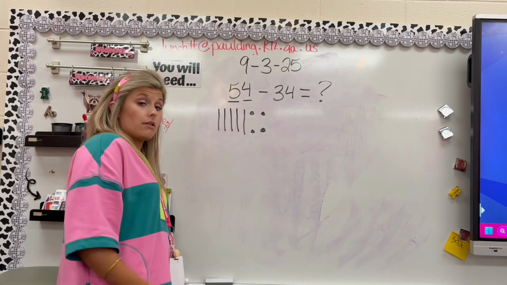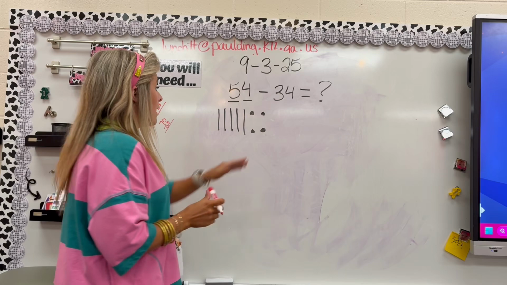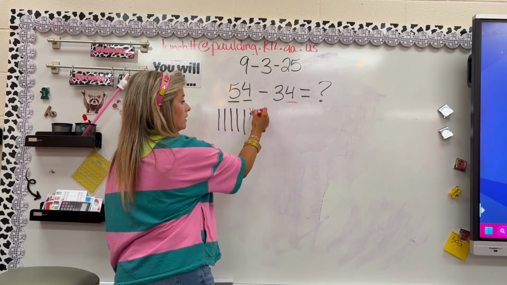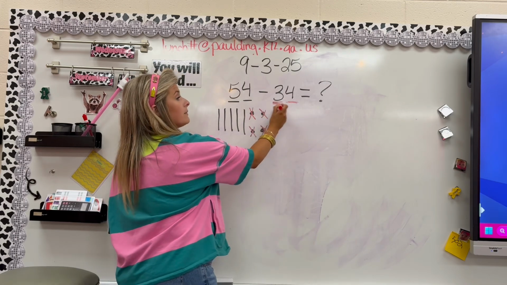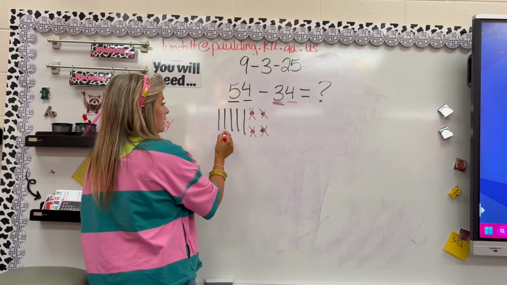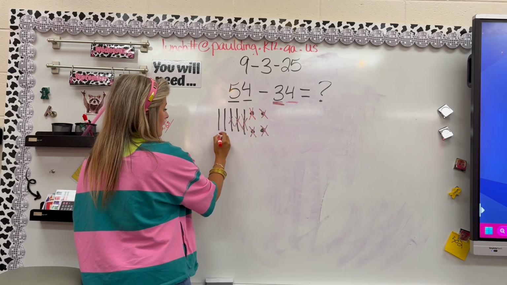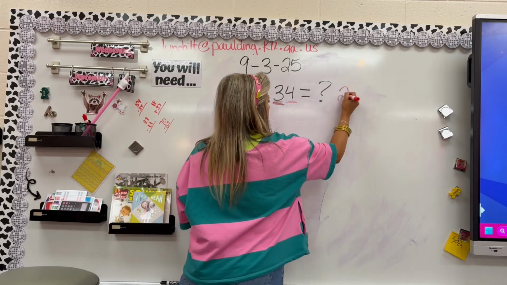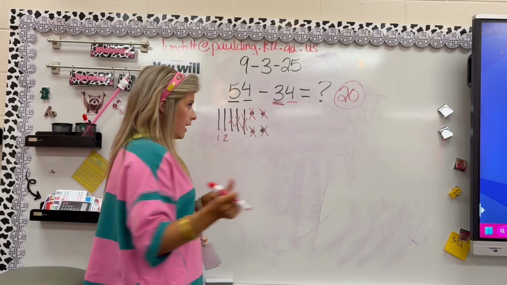I'm going to take another color and start crossing out. So my ones over here, I take 4 away. I have plenty. 1, 2, 3, 4. And then I come over here to my tens and take those away. So I have 1, 2, 3. Now I have 2 tens, which equals 20. So that's one problem, okay?